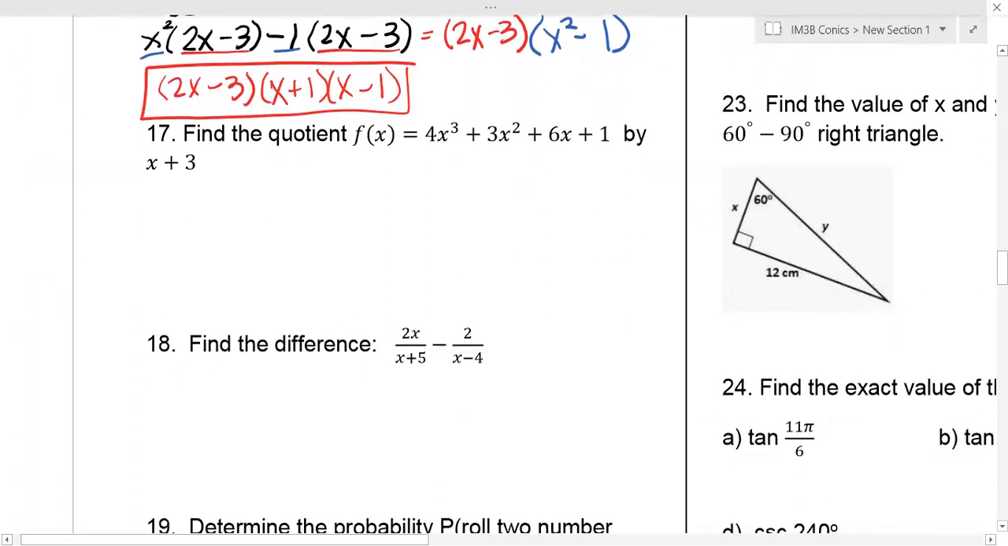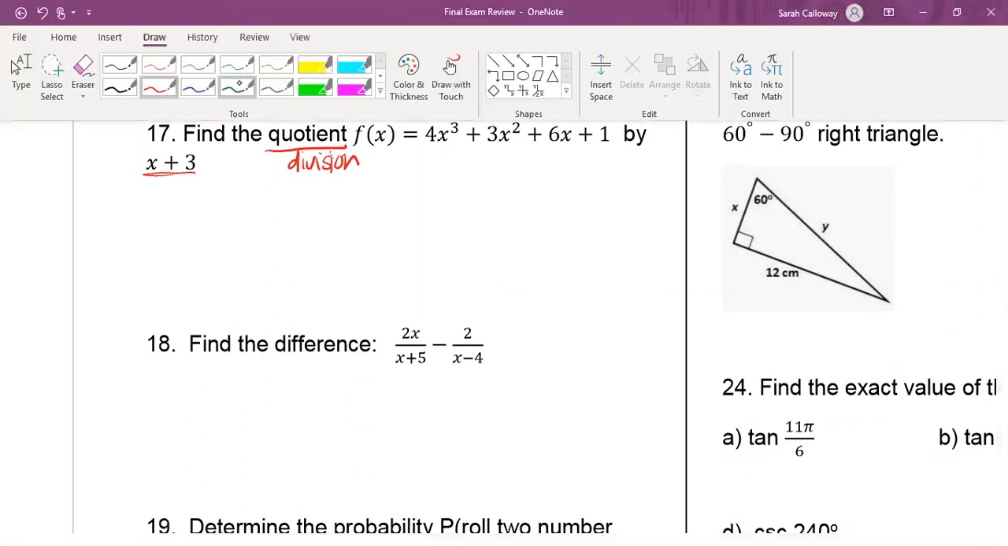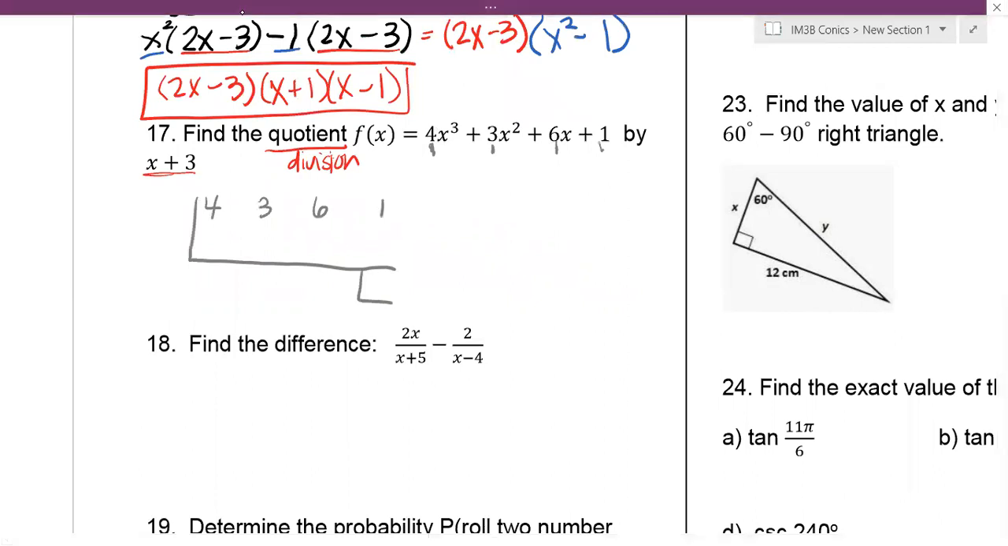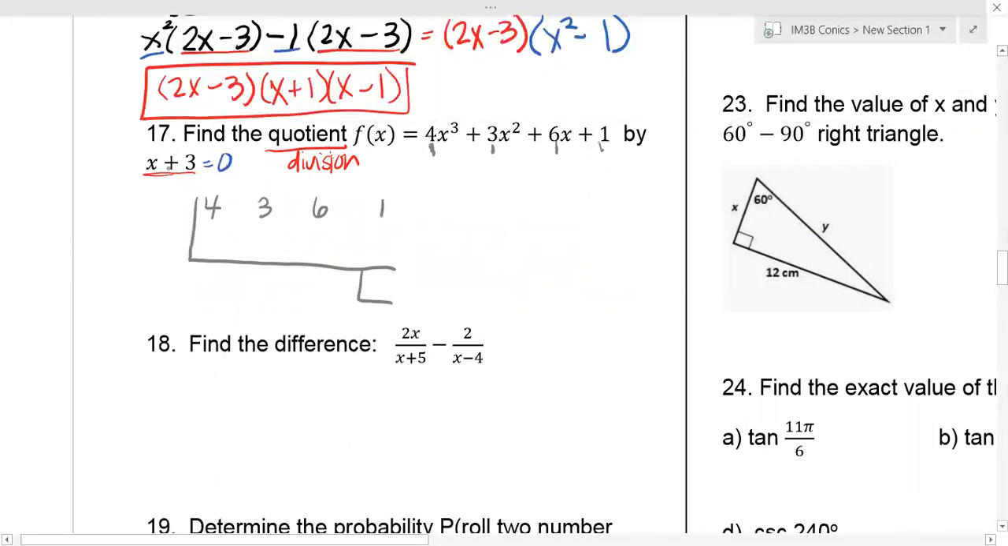Okay, so then for number 17, quotient means division. Remember that when I have something that is linear like this with x plus or minus a number, I can use synthetic division. For the sake of space, I'm going to use synthetic division here. Remember that you could use long division. So with synthetic division, I just write out the coefficients. And so that's 4, 3, 6, and 1. And then I do the 0 of the divisor. And so the 0 of this is negative 3. And so I'm going to put the negative 3 on the outside.